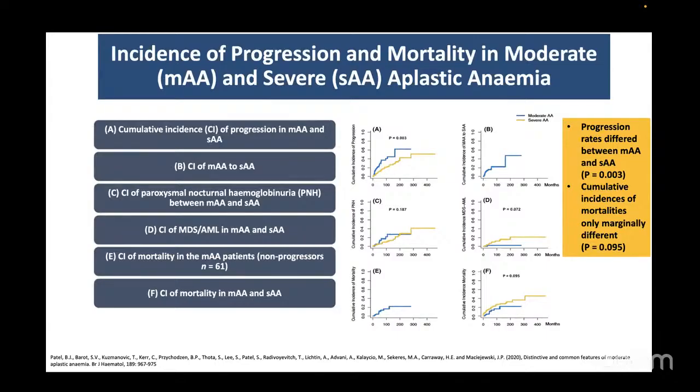So the incidence of progression and mortality in moderate and severe aplastic anemia, we can see the curves are majorly different between the two sides. So the yellow line here is showing severe aplastic anemia, and the blue curve is that of moderate aplastic anemia. We can see that cumulative incidence of progression is much different with the significance of p-values in the two curves. And we can see the mortality, the incidence of progression to the AML, and the overall cumulative mortality as well.